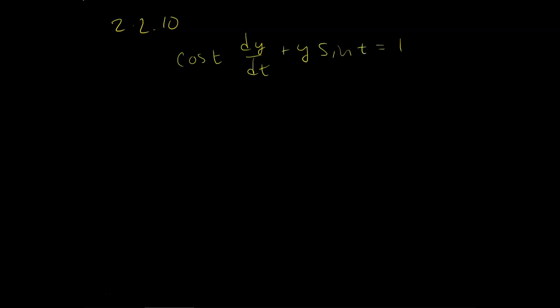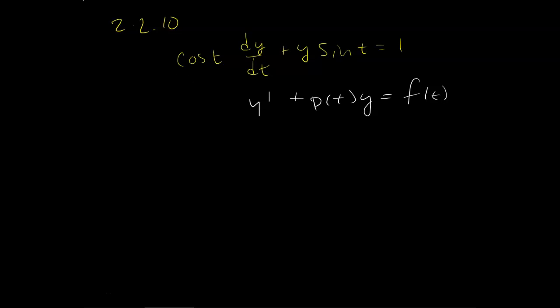Now for the methods that we use in section 2.2, we want our equation to look like this. We want it to be a y prime plus some function of t times y is equal to a function of t. So it would be a linear first order, and this is just a preferred form. So this cosine is in the wrong place.